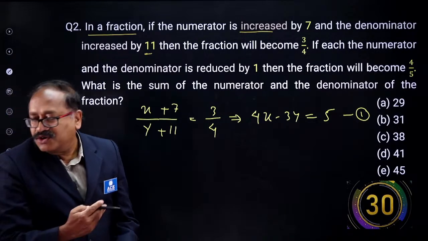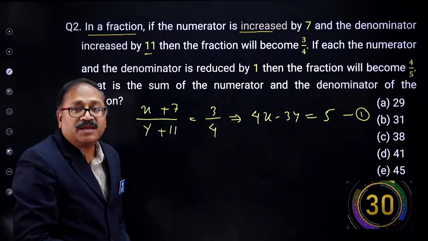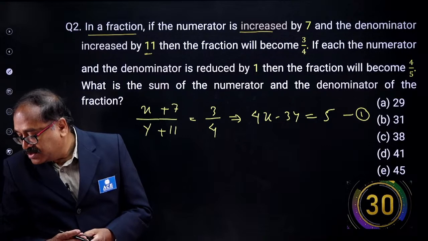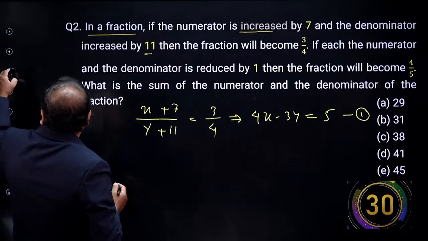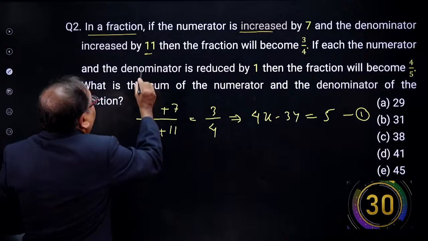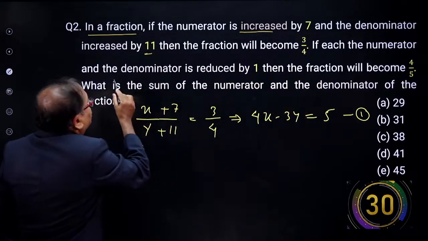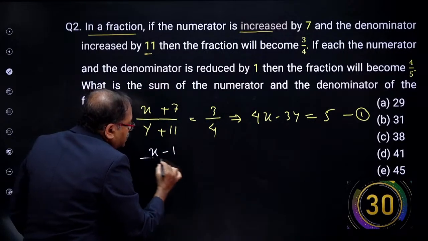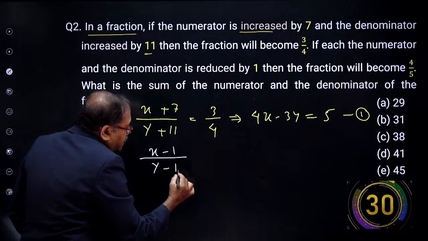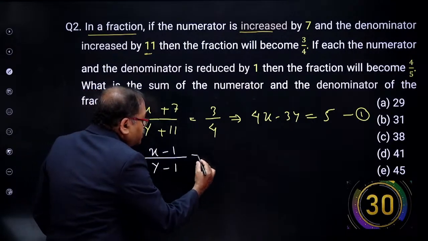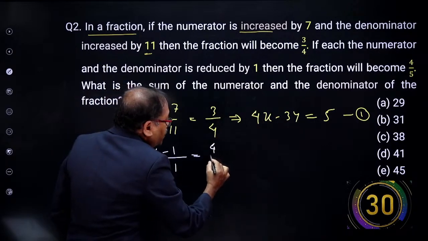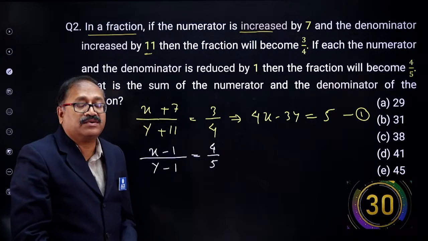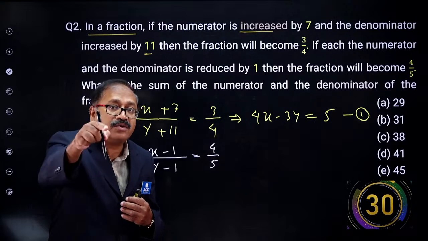That is Tirumal. Now we got one equation here. Tirumal, Sravanti, Anusha, and what about the second equation? You look at the second part. The second part is saying that if each numerator and denominator is reduced by 1, then it is given to us as x minus 1. Sravanti, Tirumal sir, please also work out with me. So here the fraction is 4 by 5, and finally I will give you time, and you answer the question.